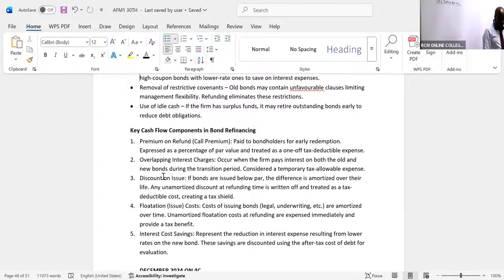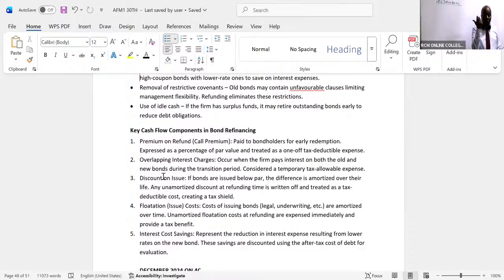All is well. Key cash flow components in bond refinancing. So whenever we talk of bond refinancing, what are the key concepts which I would be using to solve this question? Number one, we have what we call premium on refund. When you are retiring these old bonds, when you are repaying back these bondholders, the old bondholders, they will tell you, hey, you've retired our money prematurely. In this case here, give us a premium. Just like in most mortgages, most mortgages, they'll always tell you to pay them something up.